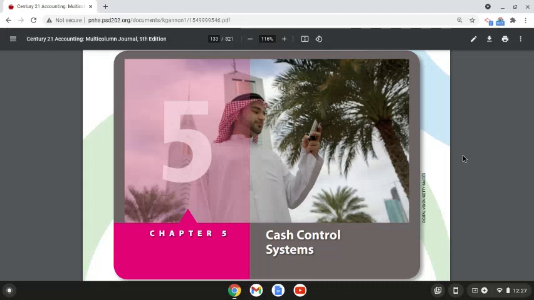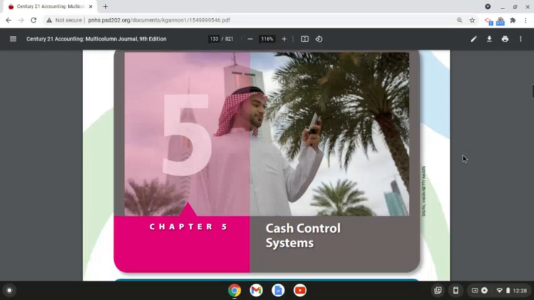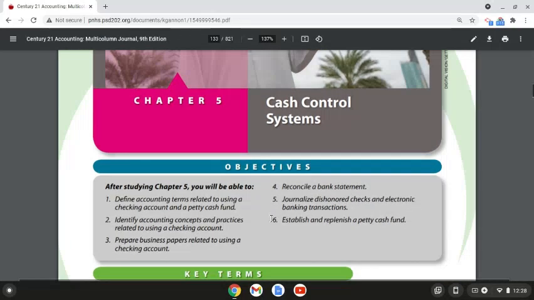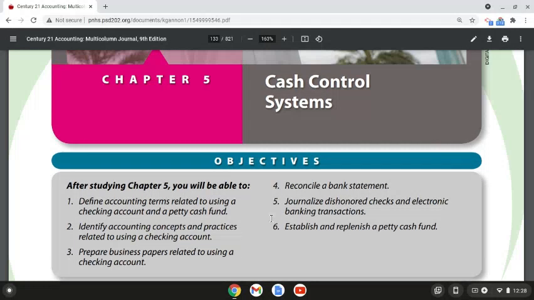Alright, so as I had stated before, I'm going to be going over the 5-1 text. We're starting our new chapter today, and in this chapter, we'll be learning about cash control systems. In addition to that, we will also be learning about how to define accounting terms related to using a checking account and a petty cash fund, identify accounting concepts and practices related to using a checking account, prepare business papers related to using a checking account, reconcile a bank statement, journalize dishonored checks and electronic banking transactions, and finally, establish and replenish a petty cash fund. Okay, so now that I've read over the objectives, let's jump right into the 5-1 text.